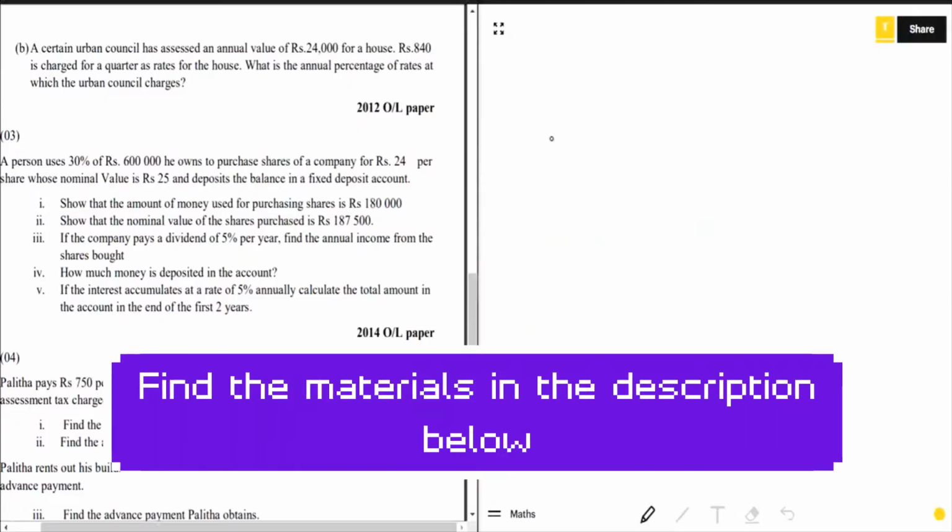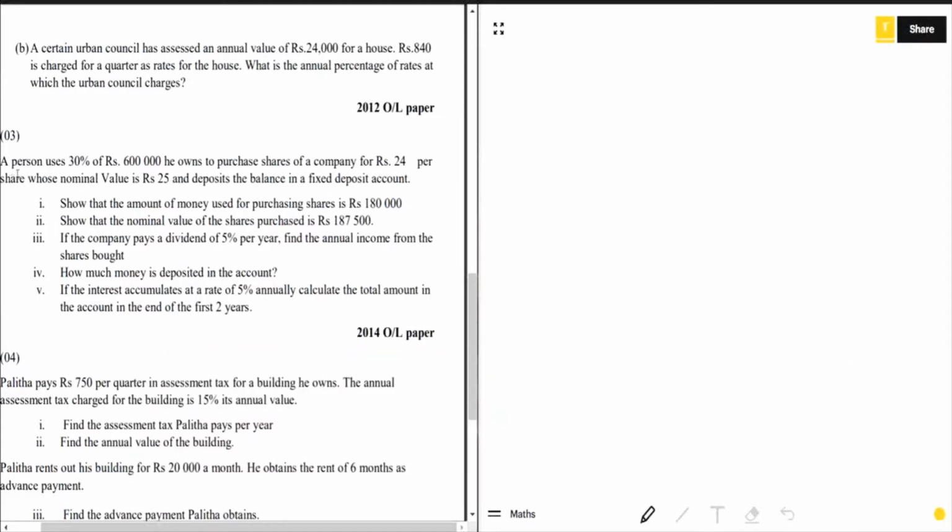This is the third question of seminar number 4. A person uses 30% of the 600,000 rupees he owns to purchase shares of a company for 24 rupees per share, whose nominal value is 25, and deposits the balance in a fixed deposit account. Let's break this question down.